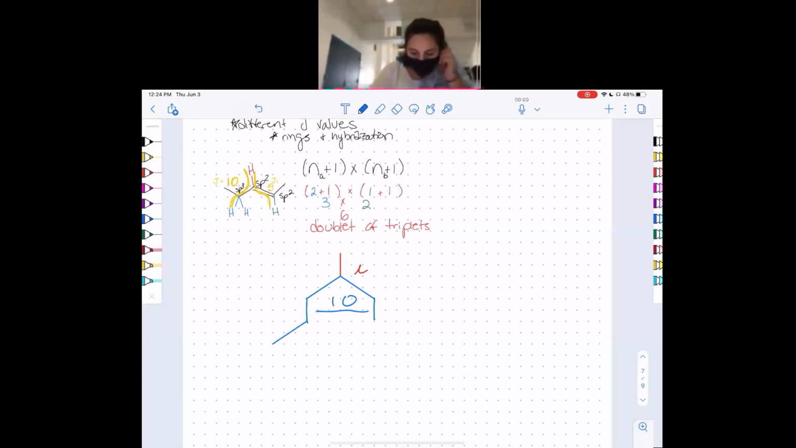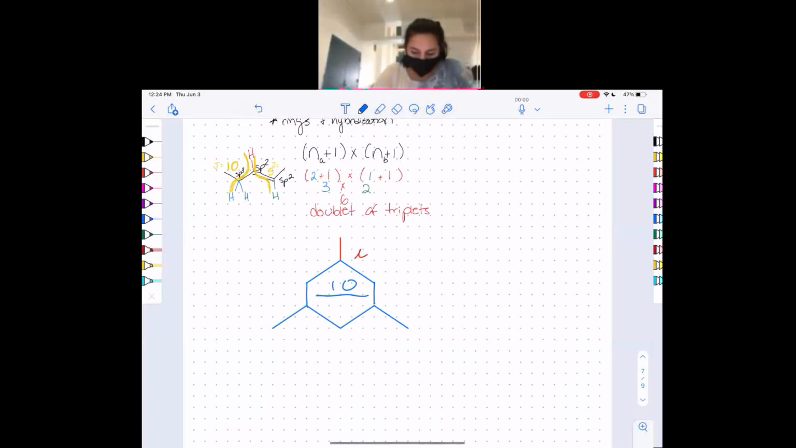We get the same answer as before, where the one in the middle has overlap. So it's going to be thick. Any questions so far?